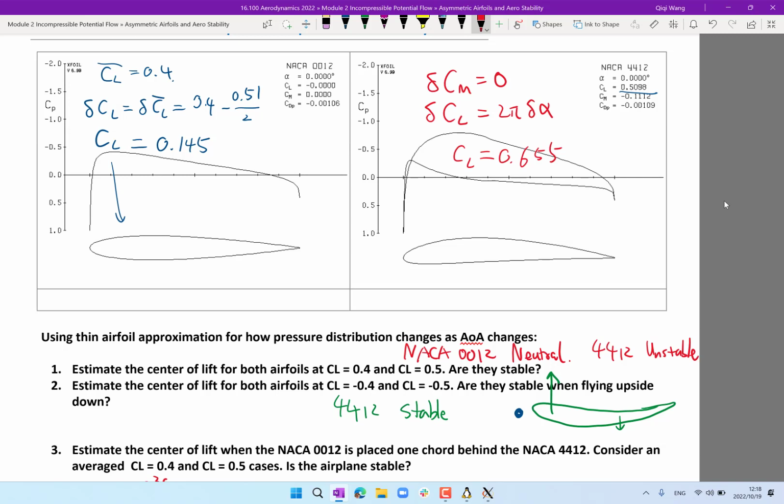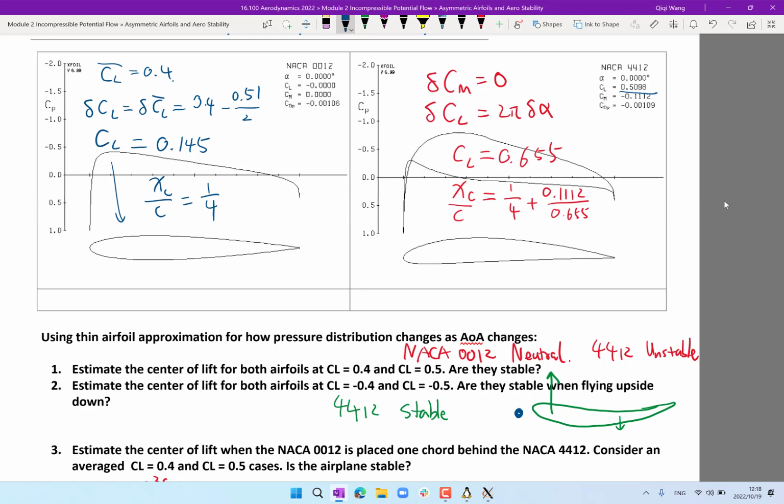Well, again, we use the fact that the CM does not change, right? So basically, the XC for this airfoil is going to be a quarter chord, right? Let me just say XC over C is going to be a quarter chord plus 0.1112 divided by 0.655, right? So on this one, XC over C is always going to be a quarter, right?